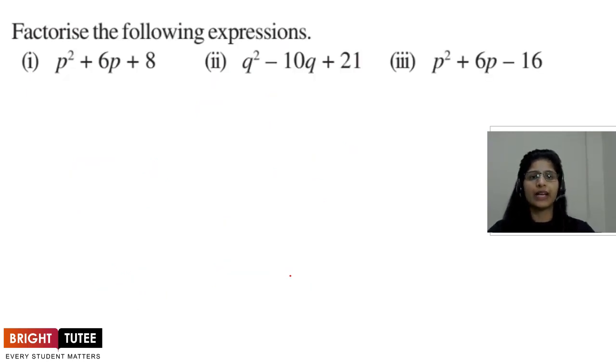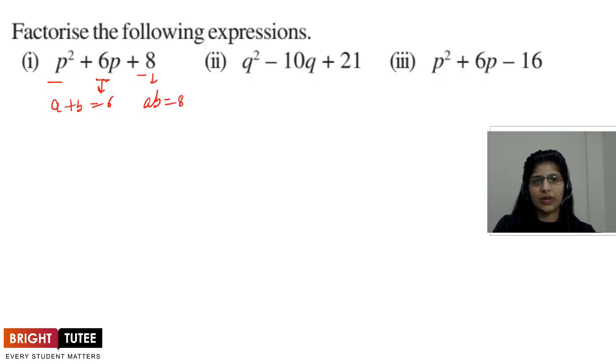Okay, so here are the questions. We have to factorize them. First one is p square plus 6p plus 8. So we see it is of the form x square plus (a plus b)x plus ab. So here I observe that a plus b is 6, and ab is equal to 8. So I need two numbers whose product should be 8 and whose sum will be 6. So I observe that the numbers are 4 and 2. 4 into 2 is 8 and 4 plus 2 is 6.